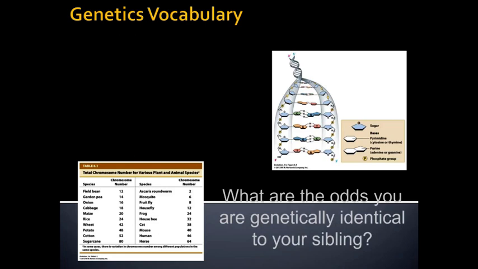Now, the flip side of this is because it's like flipping a coin with every chromosome, you have a 50-50 chance with each chromosome of getting the same one as a sibling. So even though the odds of you being genetically identical are more than 1 in 70 trillion, you're going to share some material. And on average, you share right around 50% of your genetic material with your siblings. And then the other 50% is different because of random assortment.